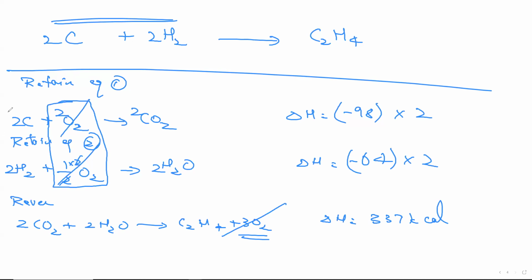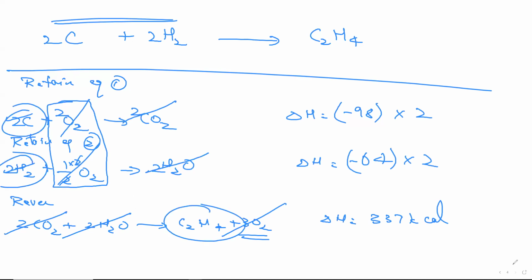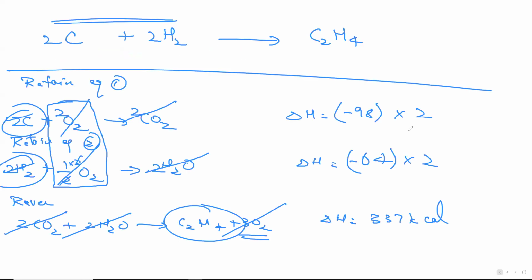Next, 2C and 2H2 is what I wanted. Fine. But automatically 2CO2 and this 2CO2 gets cancelled. 2H2O, 2H2O got cancelled. Everything got cancelled. Whatever is remaining, I'll circle it. 2C is remaining plus 2H2 is remaining, gives me C2H4. But in this case, I'm supposed to show the multiplication here.